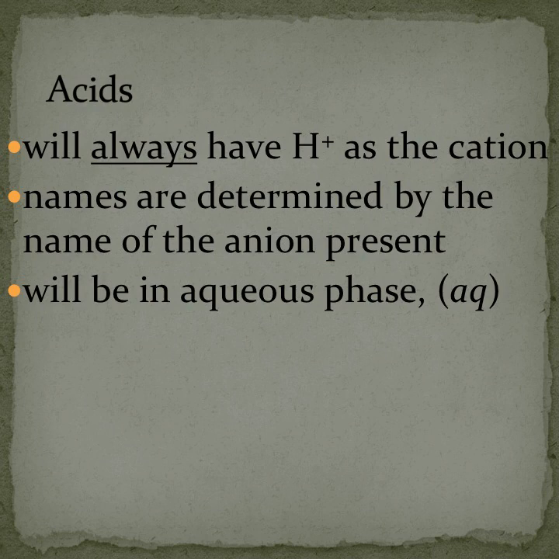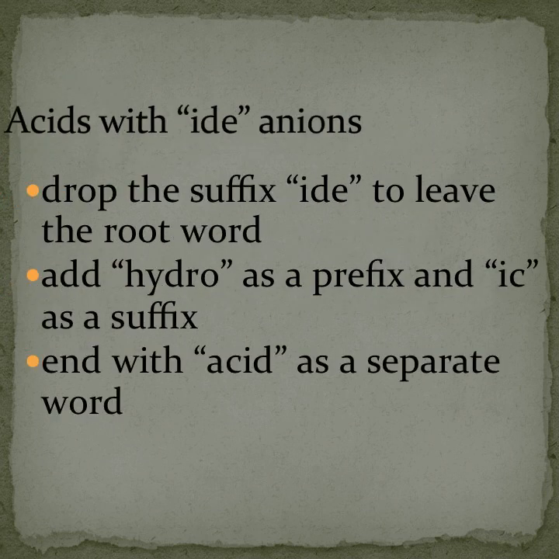We'll start with IDE. If you have an acid whose anion ends in IDE, to name it, you're going to drop the suffix IDE, leaving the root word, and then you'll add hydro as a prefix and IC as a suffix. You'll then end with acid as a separate word.